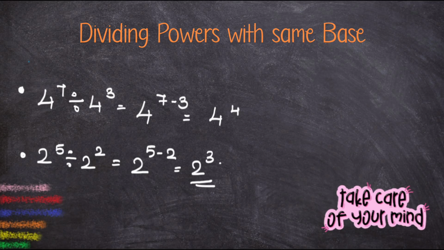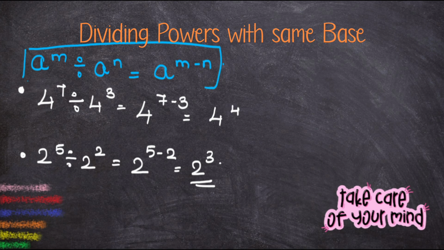So what does this law or rule say? a raised to m divided by a raised to n. That is, when bases are same and you are supposed to do division, you are simply going to subtract the exponents. So you got your answer.